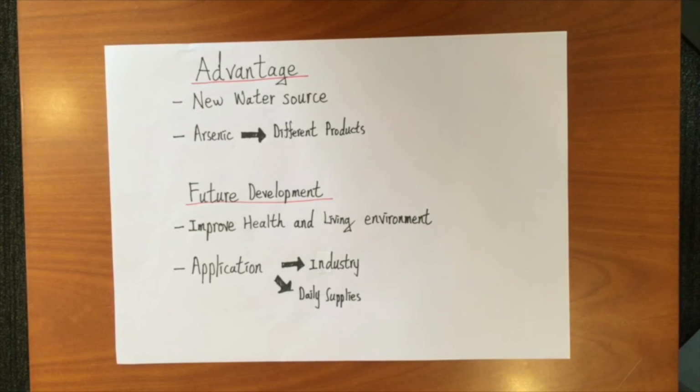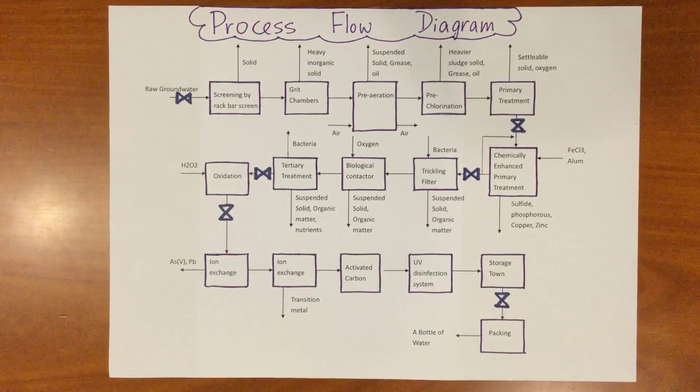For larger scale application, as one of the sources of arsenic is from industrial factories, we can apply the technology to remove the arsenic before the water enters the sea. For small-scale application, we can design some daily use products with the technology to prevent arsenic entering our daily life. And this is our process flow diagram.